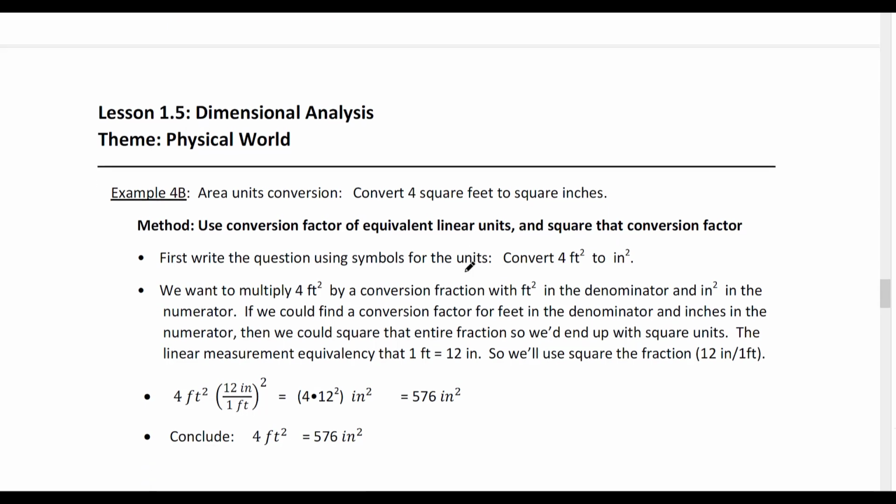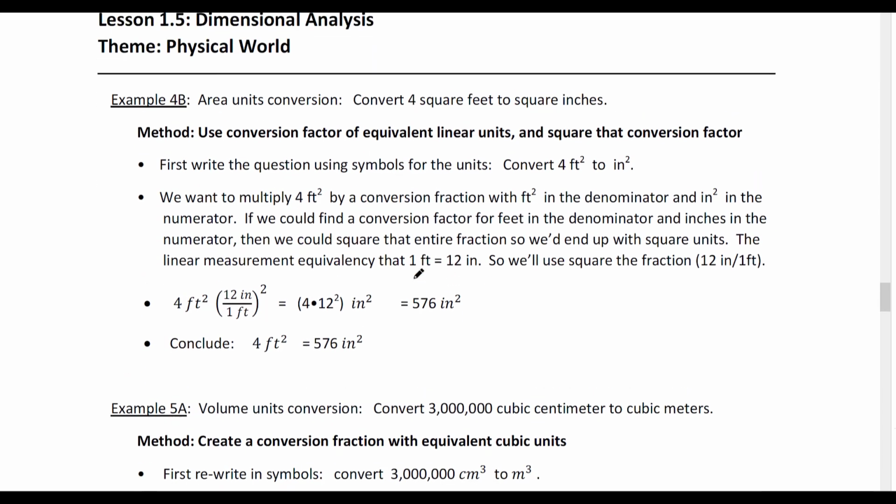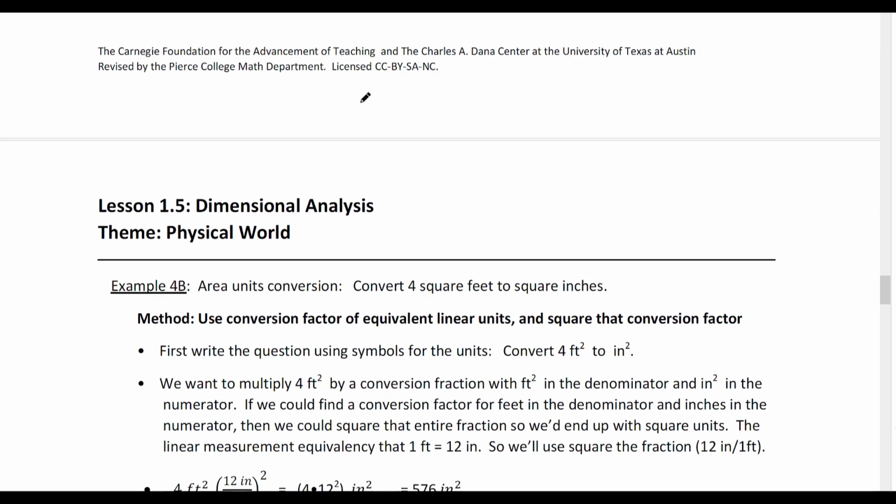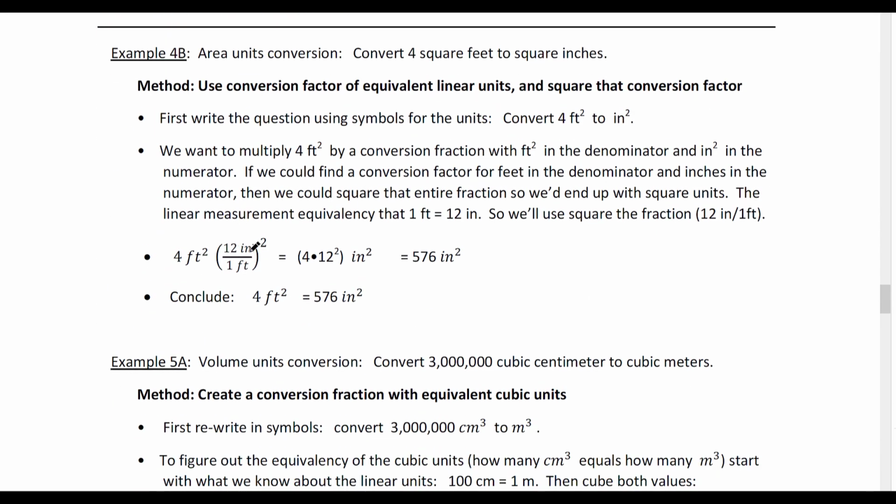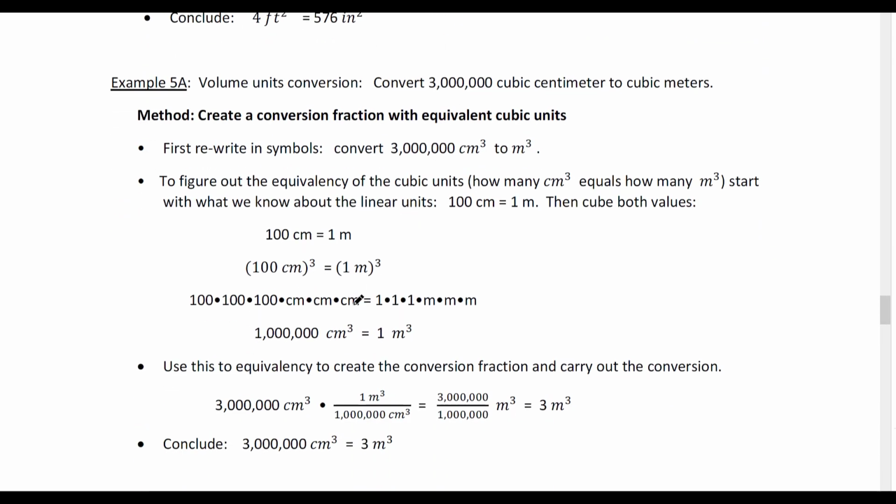Now we can look at converting 4 square feet to square inches, which is what we did up here. So 4 square feet, 12 inches per 1 foot, squared. So it's 4 times 12 squared. This foot gets squared so that it cancels with that, but there's still a square on the 12 and a square on the inches. Leaves that.